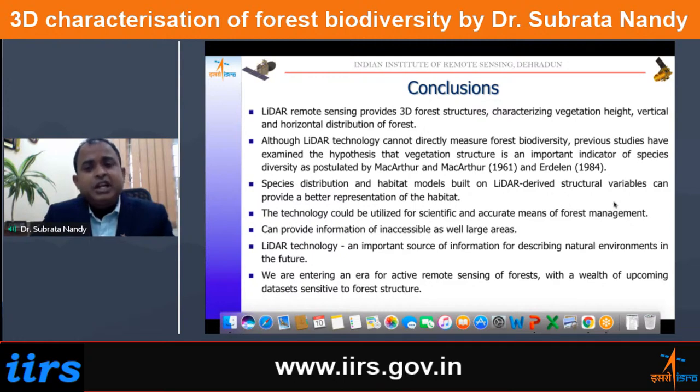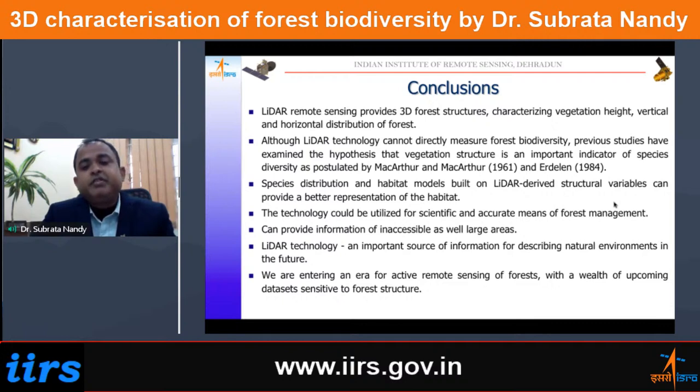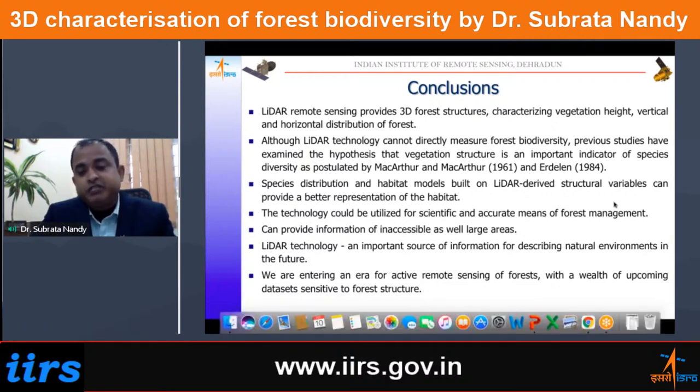Species distribution habitat models, as I referred to here, are built on LiDAR derived structural attributes. So in addition to your optical data derived variables, if you use LiDAR derived structural variables also, it will give a better representation of the habitat. And this technology could be effectively utilized for scientific and accurate means of forest and wildlife management. This LiDAR technology is an important source of information for describing the natural environment in future.